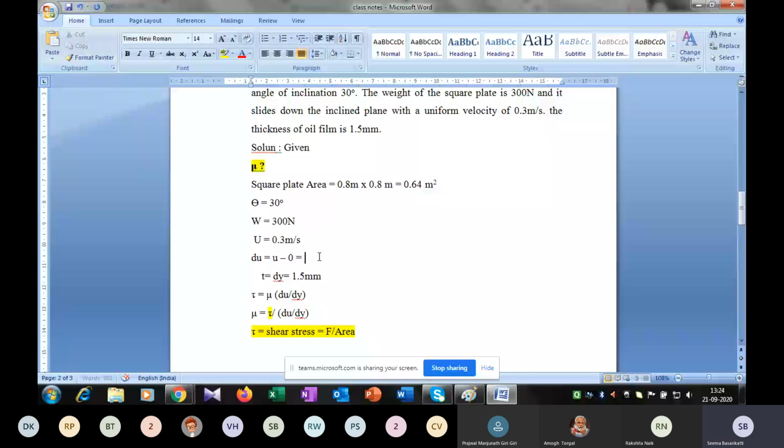What is the initial velocity, my dear students? What is the value of u here? 0.3 meter per second. It is 0.3 meter per second because there is no final velocity. So you know du and you know dy. Once you equate these values, you will come to know the value of mu. Understood up till here? Yes, ma'am.